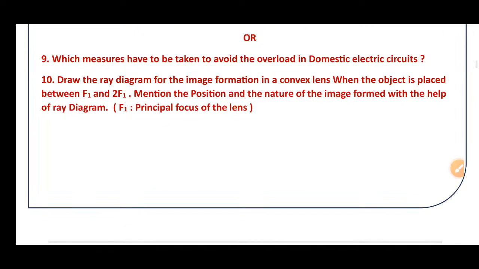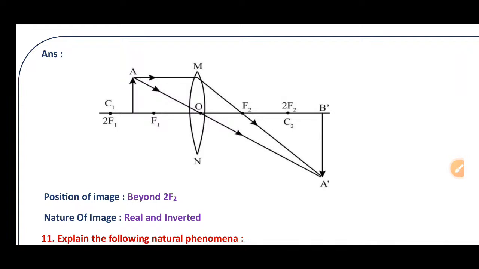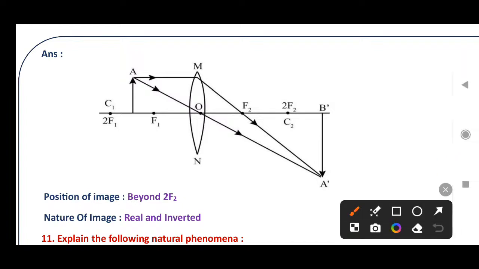Then question number 10, draw the ray diagram for the image formation in a convex lens when the object is placed between F1 and 2F1. Mention the position and nature of the image formed with the help of a ray diagram. Here F1 is the principal focus of the lens. Where they ask about a convex lens is very important in the exam. They ask the ray diagram on a convex lens only. So see, they kept the object in between 2F1 and F1.